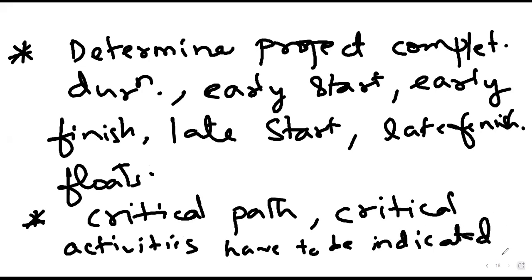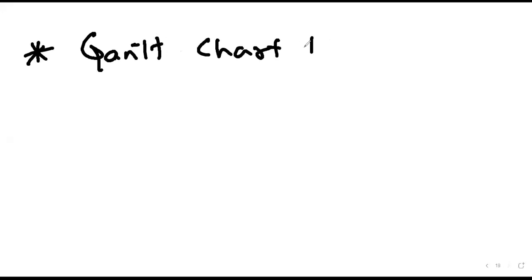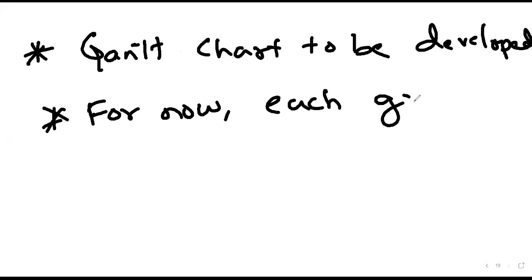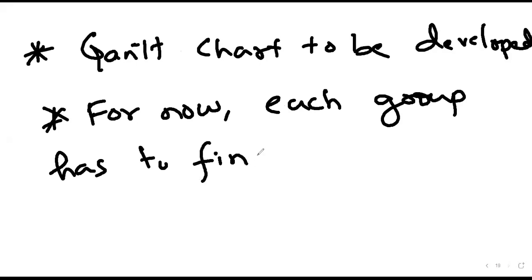Okay, so all these things have to be done by each of the groups, and it has to be submitted towards the end of the semester. Okay, so I will let you know when it has to be done. But for now, a Gantt chart also has to be developed. So what is this Gantt chart? We will see in our next class. Now, for now, each group has to finalize the project topics.